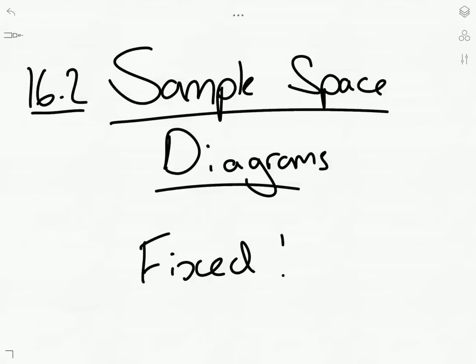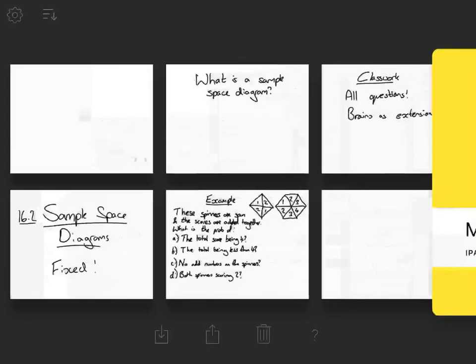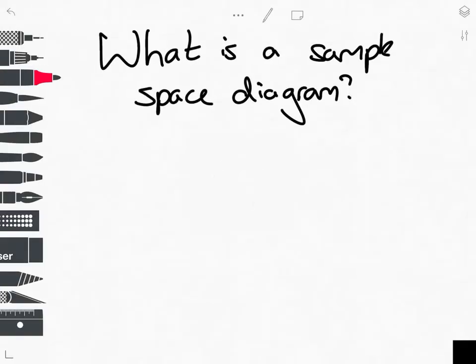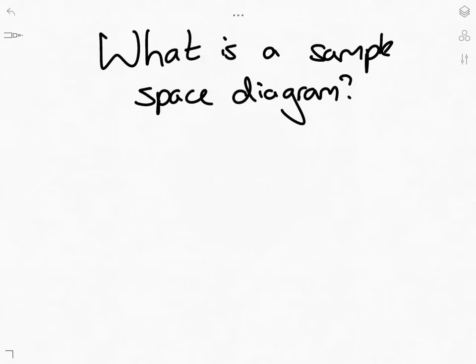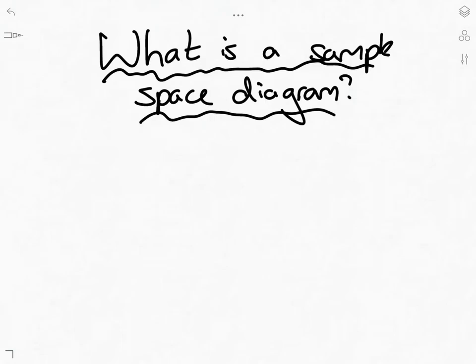So I'm just going to recap the sample space diagrams again. So we just did mutually exclusive probabilities. So what is a sample space diagram? Well, this is when we have two events. So far we've been asking about one event, like one football match. They either win, lose or draw.